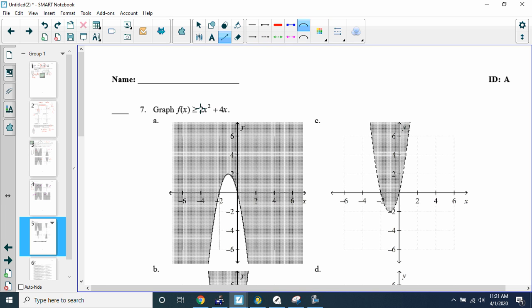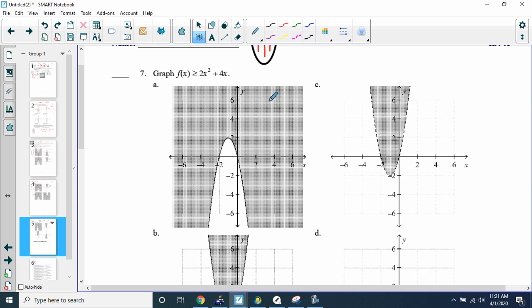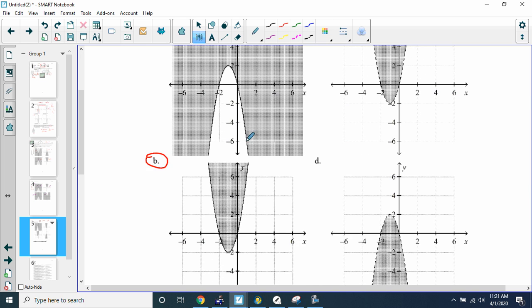Again, it's positive 2x squared, so we're looking for a happy face. And we're looking for a solid line because of the line underneath here. It's solid. And because it's greater than, we're looking for shading that's going above the graph. So actually it would look like this, it's going up from here. And the one that looks like that is letter B.